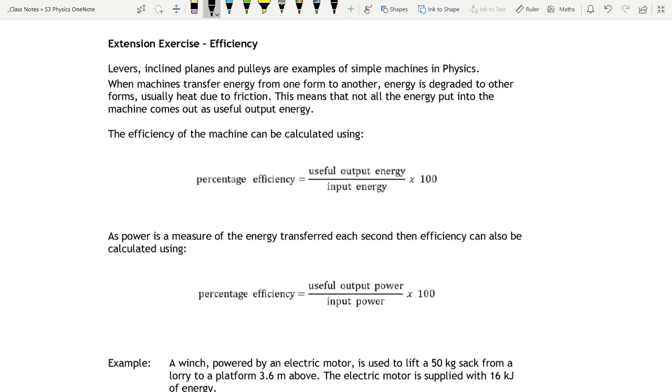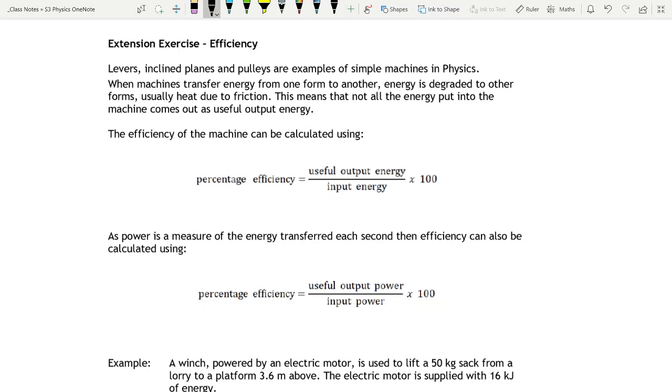So you've probably heard the word efficiency, so how good something is at doing its job. We're going to talk about how you work out something's efficiency. Levers, inclined planes, and pulleys are all examples of simple machines in physics. When machines transfer energy from one form to another, energy is degraded into other forms, usually as heat due to friction. So we lose some of that energy because of friction. This means that not all the energy put in comes out as useful energy.